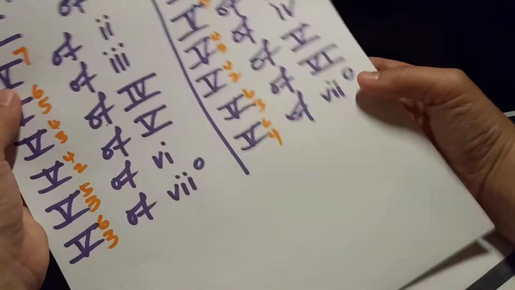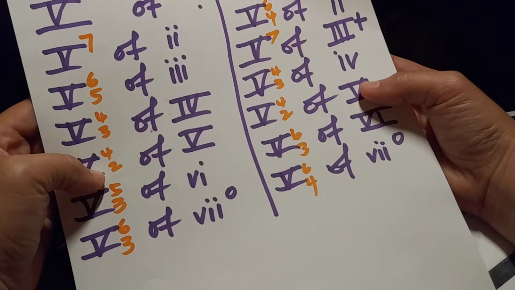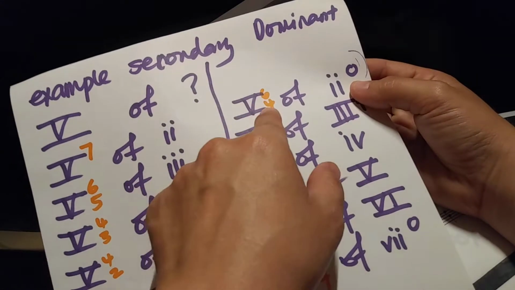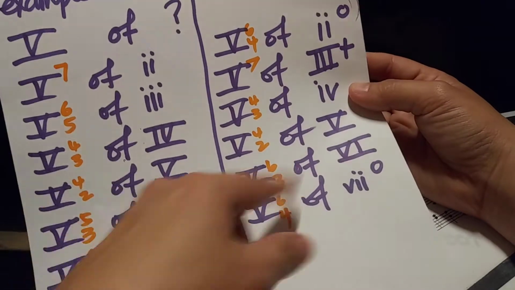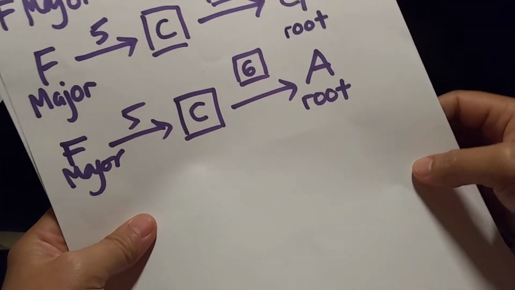Okay, so the figure bass could be 7, 6, 5, 4, 3, and 4, 2 if you have four notes, or 5, 3, 6, 3, and 6, 4 if you have three notes. And all those are just random numbers. Okay, so I already showed this. This is a second example.